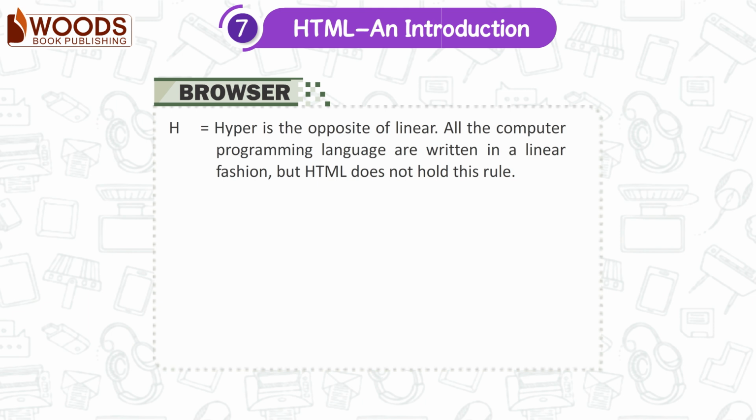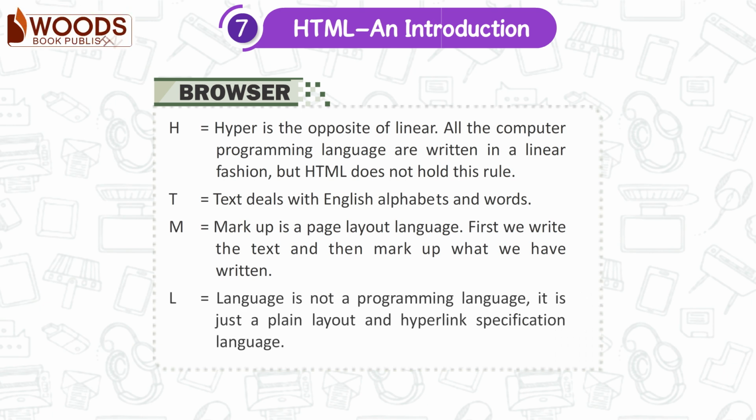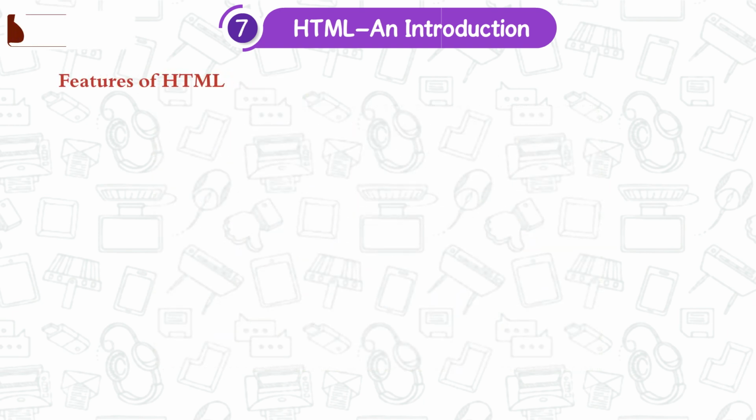H equals hyper, which is the opposite of linear. All the computer programming languages are written in a linear fashion, but HTML does not hold this rule. T, Text, deals with English alphabets and words. M, Markup, is a page layout language. First, we write the text and then mark up what we have written. L, Language, is not a programming language. It is just a plain layout and hyperlink specification language.